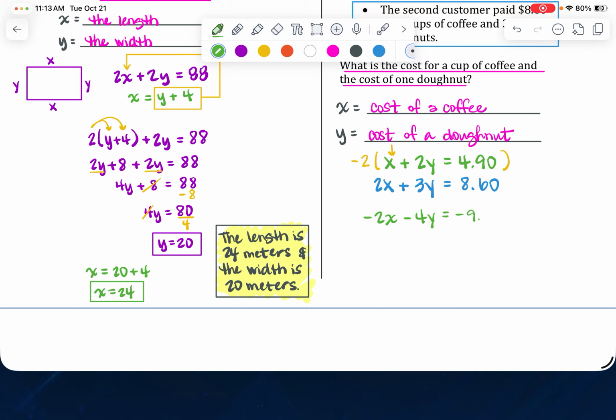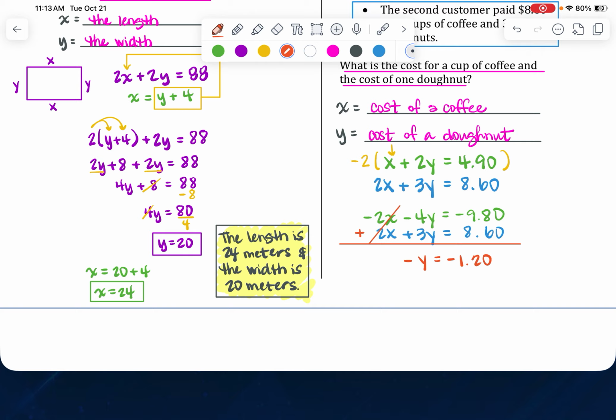Negative $9.80 over there. And then let's see, I like to rewrite and keep my systems stacked above each other at all times so I don't get lost in my math problem, right? And so now I can add my system vertically because now my x's eliminate each other, right? And that's going to give me negative 1y equals, what's that going to give me? Negative $1.20. Is that right?